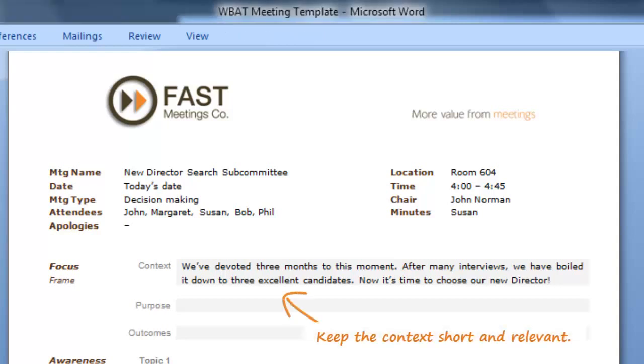The context should give a short, sharp summary of the situation in a way that will capture the attention of those invited, help them recall and remember what the meeting is about, and motivate them to attend.